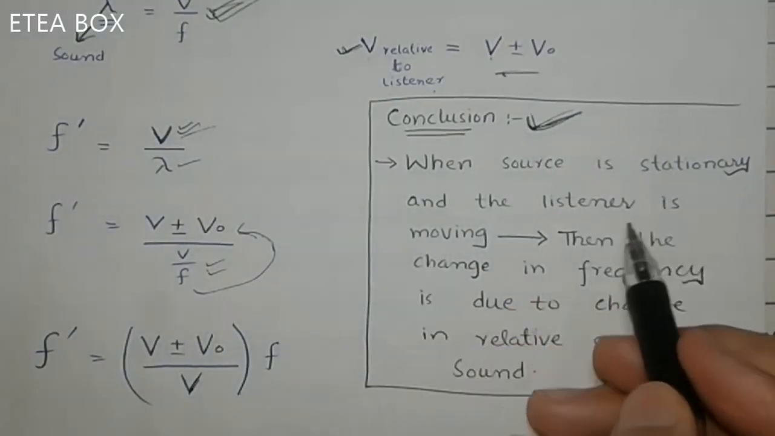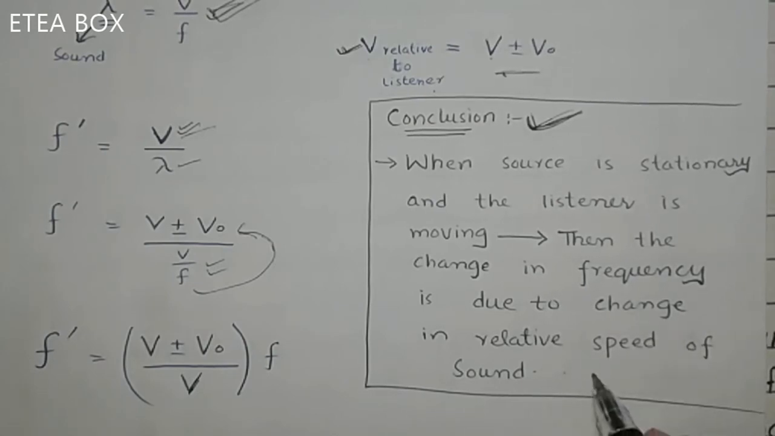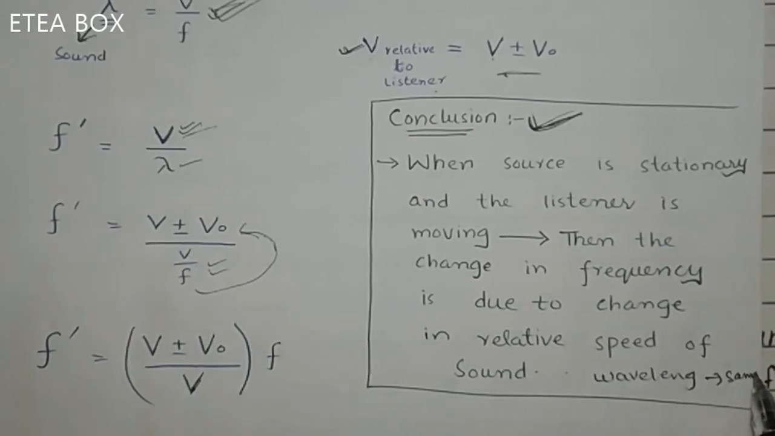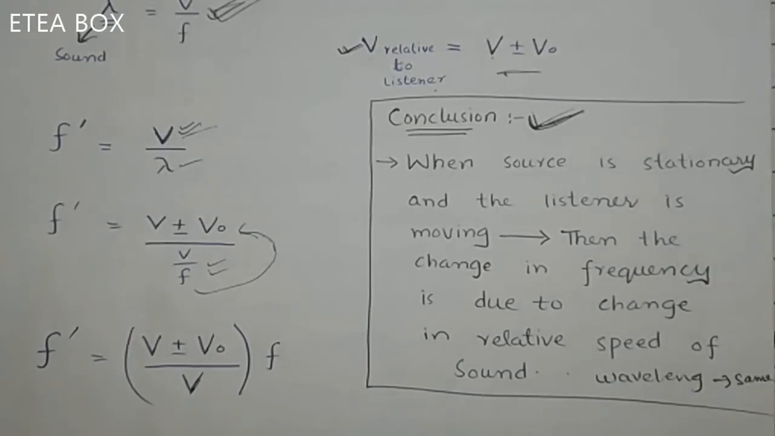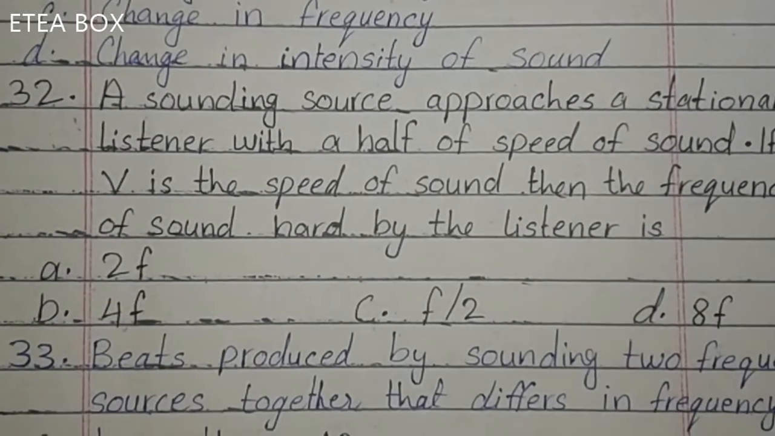When the source is stationary and the listener is moving, the change in frequency is due to the change in relative speed of sound. In this case, the wavelength remains the same. Only the relative speed of sound changes and the wavelength remains the same. So here option A is correct. Look at the next one, 32.